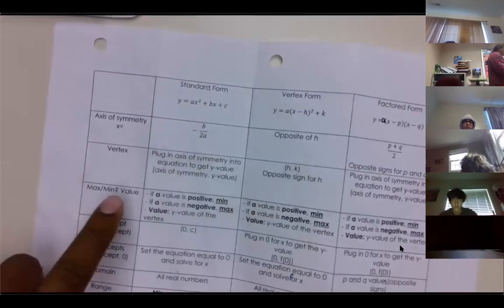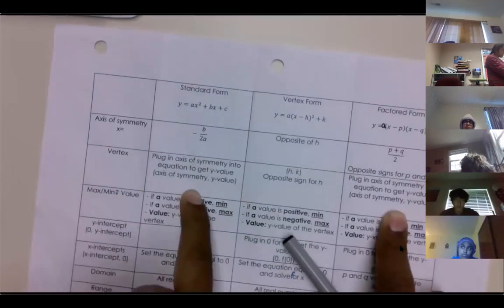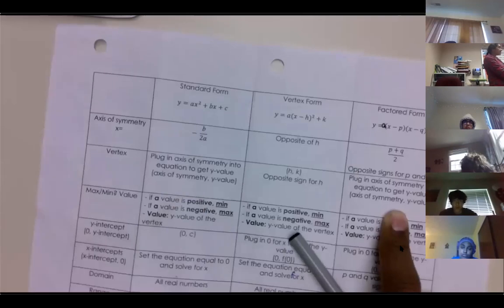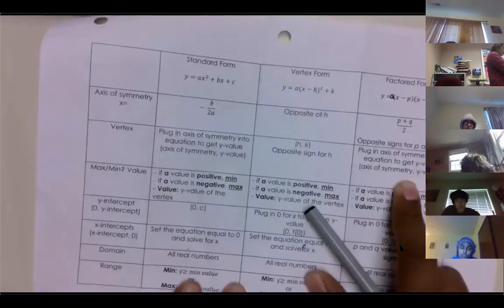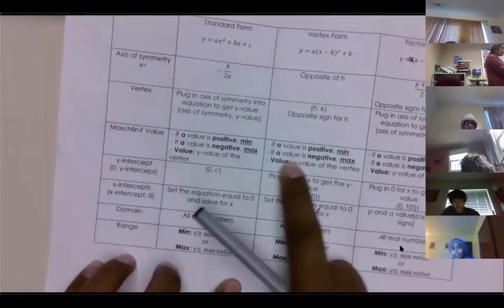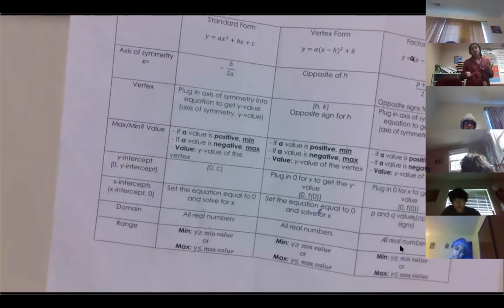To find the vertex in factored form, it's the same as finding the vertex in standard form. You get your axis of symmetry, and then you plug it into the original equation to get your y value. Maximum and minimum is the same for all three formats. So you just look at the a value, and if your a value is positive, it's a minimum. If your a value is negative, it's a maximum. And then to find that value, you just look at the y value of the vertex.